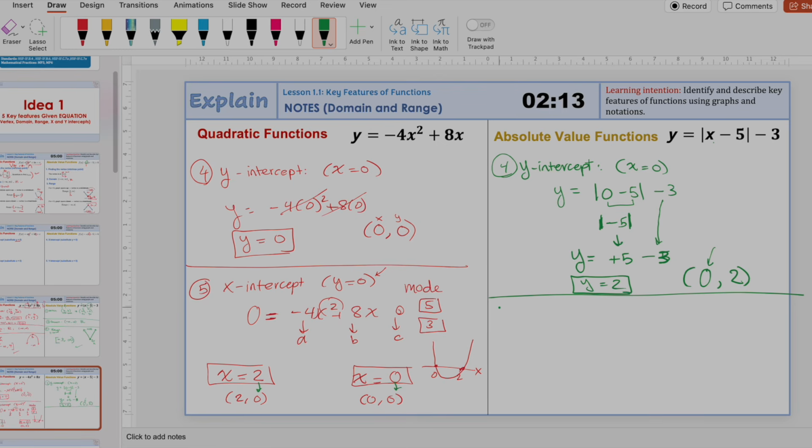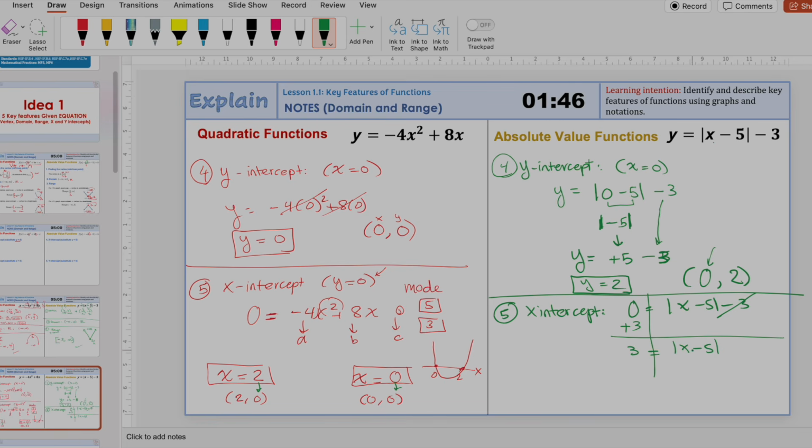Okay? So let's do the x-intercept now. For the x-intercept, set the y as 0. Absolute value of x minus 5 minus 3. So how do you solve this? Just solve the equation. Isolate the x. First of all, cancel the 3. Take it here. It's going to be positive 3.